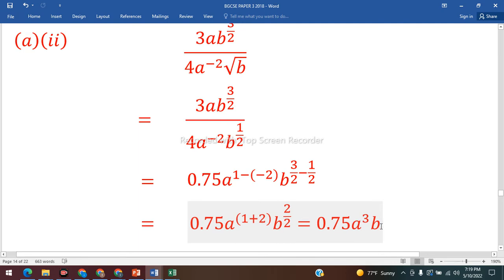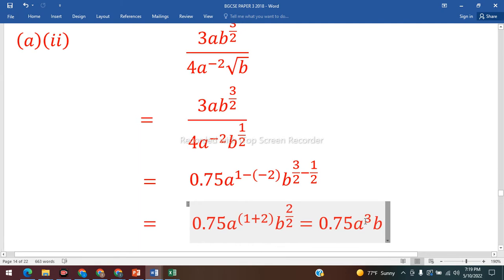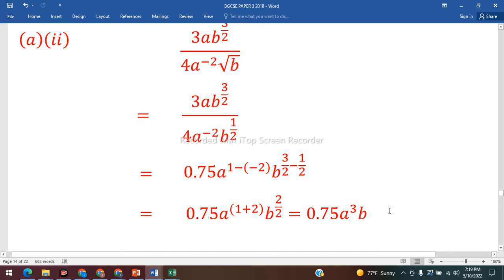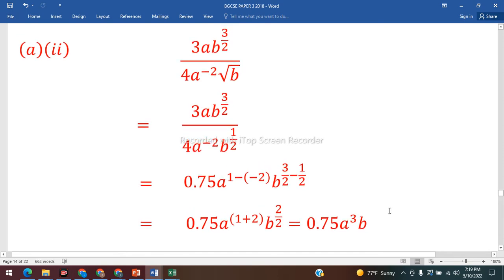And then how do we get b to the power of 1? We subtract 3/2 by 1/2, which is 2/2, which is 1. Very good. And so this is our final answer. So that's how we simplify this thing.